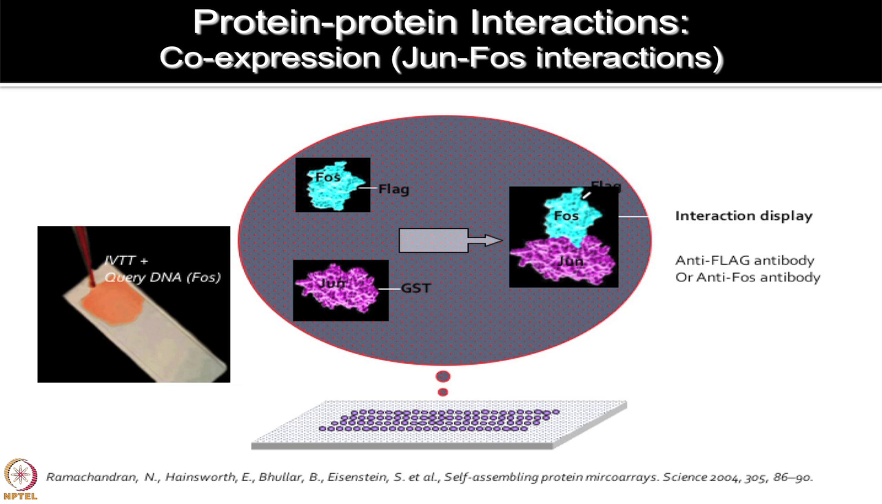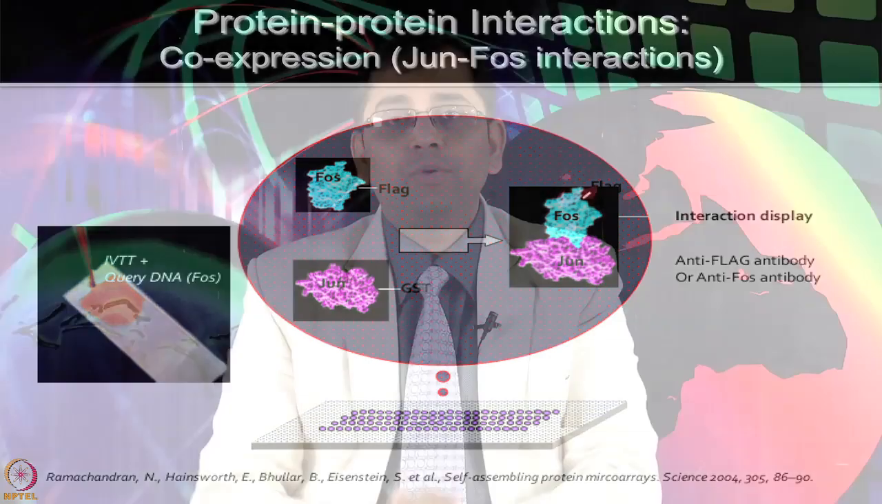If the protein interaction happens between JUN and FOS, then FOS contains the FLAG tag, whereas JUN contains a GST tag. So, to test this interaction, either you can use an anti-FLAG antibody or you can use an anti-FOS protein specific antibody. In this manner you do not even have to purify the protein to test the protein-protein interaction, and you can have the protein expression in the same environment even for the query protein of interest.